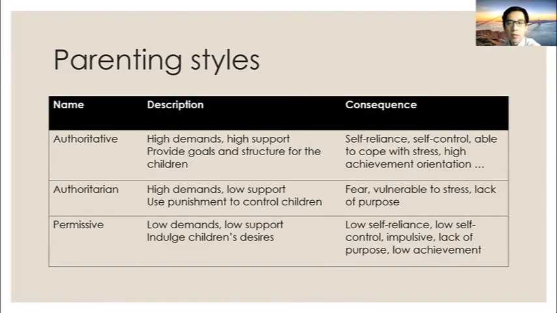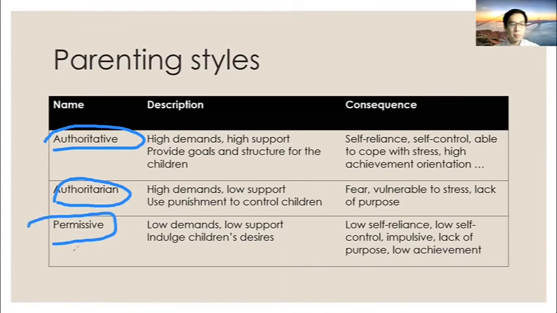And next, we can know some knowledge about parenting styles. There are basically three types of parenting styles. The first one is called authoritative parents. The second one is called authoritarian parents, and the third one is called permissive parents. So how are these parents different from each other? Actually, they divide these parents according to two dimensions. The first dimension is about the support. And the second dimension is about the demands.